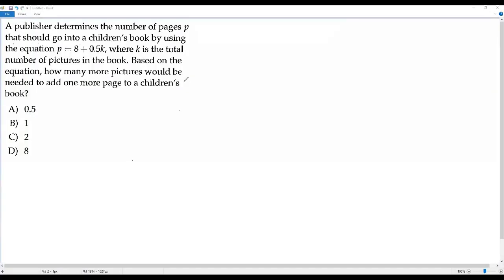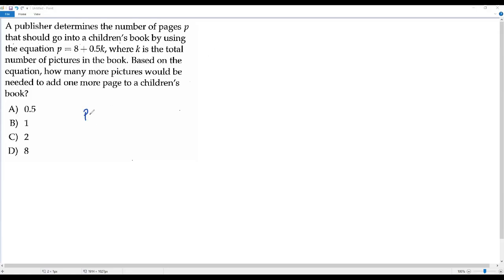Here we have a SAT math question. Okay, let's go to the information. A publisher determines the number of pages P that should go into a children's book by using the equation P equals 8 + 0.5K, where K is the total number of pictures in the book. Based on the equation, how many more pictures would be needed to add one more page to a children's book?